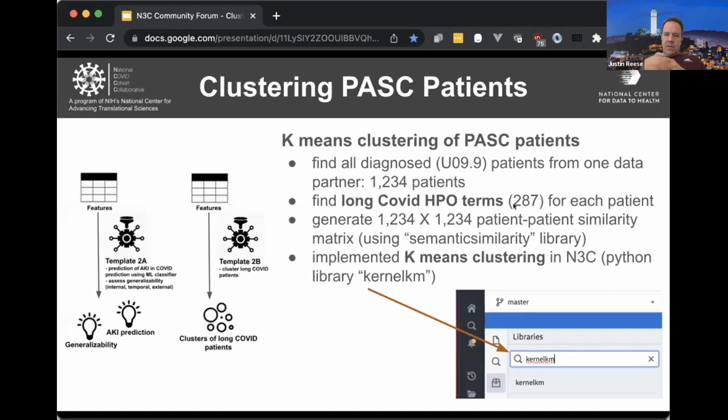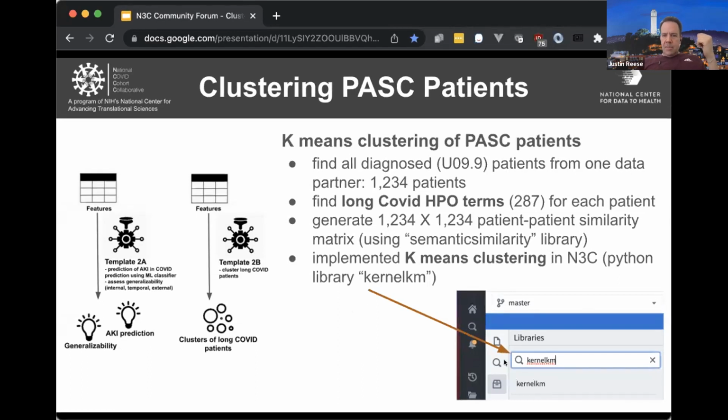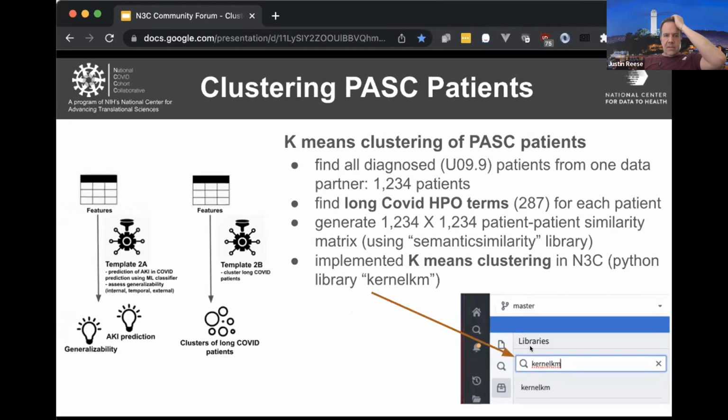And then we just generate an n-by-n patient similarity matrix, and then we can feed that right to the k-means clustering algorithm. This, by the way, also is implemented in the enclave. Anybody can use it. And again, there's a lot of tooling that goes along with this to analyze and manipulate these clusters. So everybody's welcome to use it.